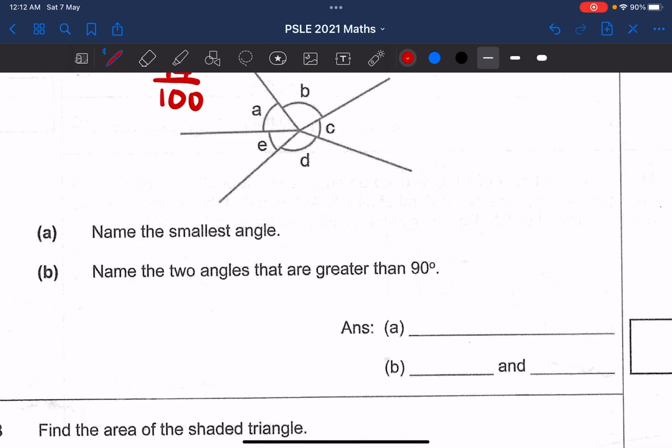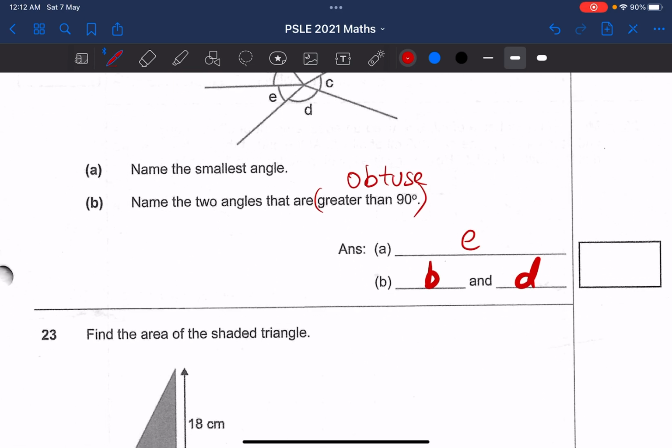Okay, so in this case, I'm just going to review the answer. E is the smallest one. And you want something that is greater than 90. That means you want something that is obtuse. Right? Again, if you have a protractor, that will help. So remember to bring to an exam your protractor and your math set as well. B and D. Alright, you can change to D and B. Okay, doesn't matter so long as the 2 letters are in.